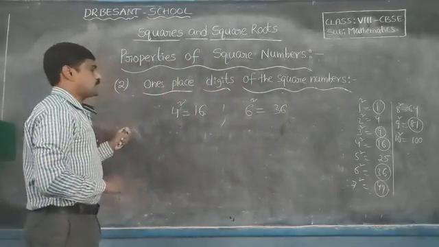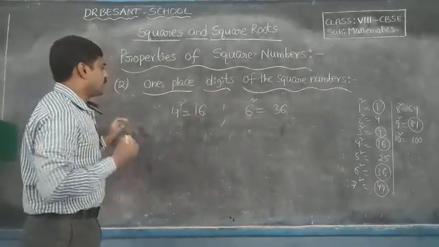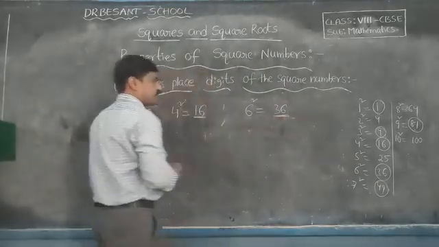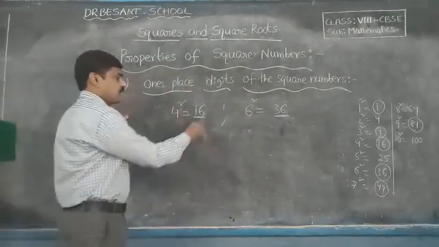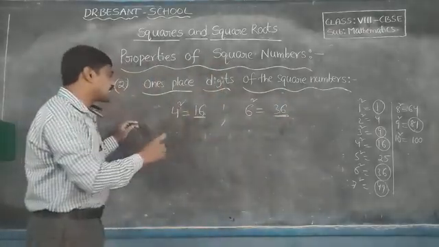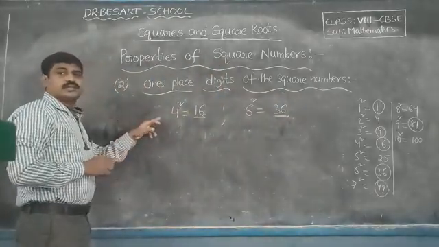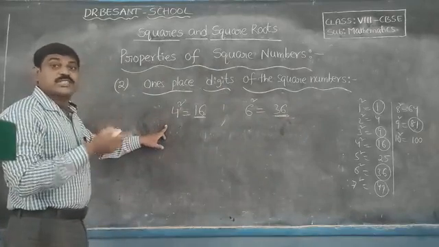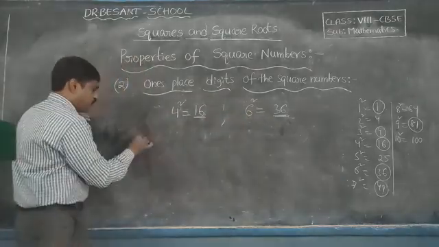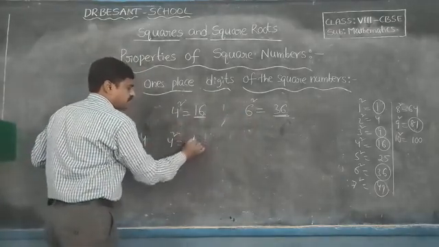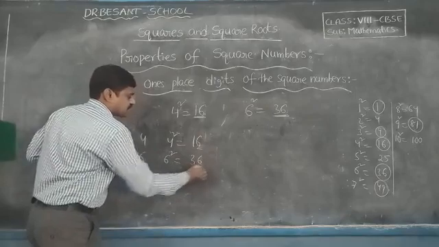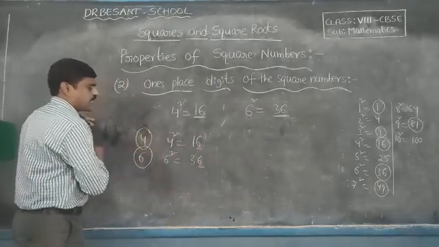Okay, next. This is a square number, this is a square number. The digit in the units place is what? Here also 6, here also 6. So what is the units digit in the original number? 4, here 6. So when 4 is squared, 4 square is 16. When 6 is squared, 6 square is 36. The unit digit is 4 here, and here the unit digit is 6.